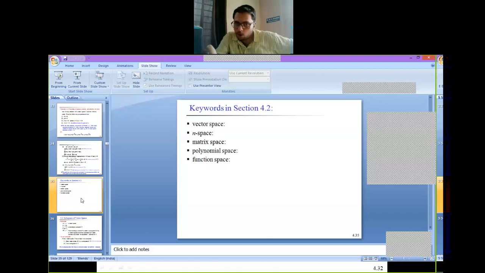For polynomial space, we directly said how polynomials of nth degree or less can form a vector space. For matrix space, we saw the example of M with dimension m by n, where m and n can be any real number. Then n space means n-order tuples and all those things. And what is meant by vector space, you should know by now.